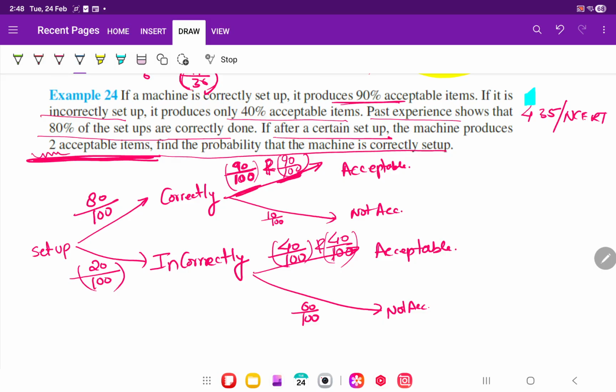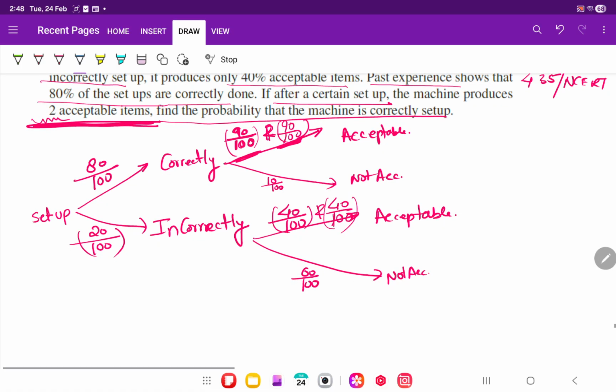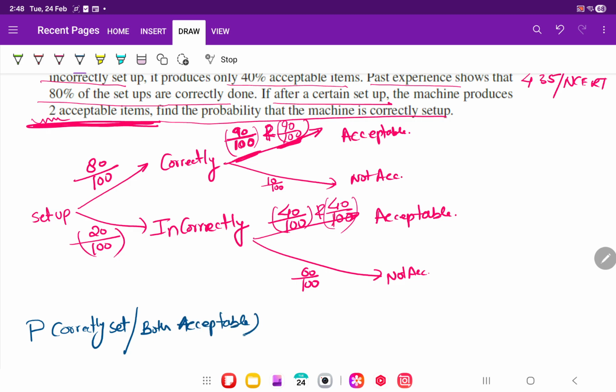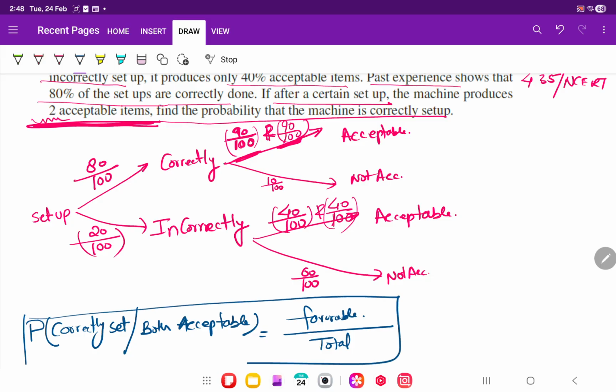So what are they asking? They're asking the probability that the machine is correctly set, and what is the condition? Both are acceptable items. Correct? This is what they are asking. So the formula will be favorable by total after the condition. And what is the condition? The condition is that both products are acceptable.